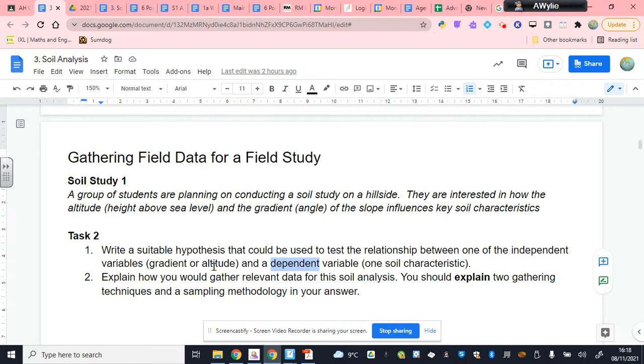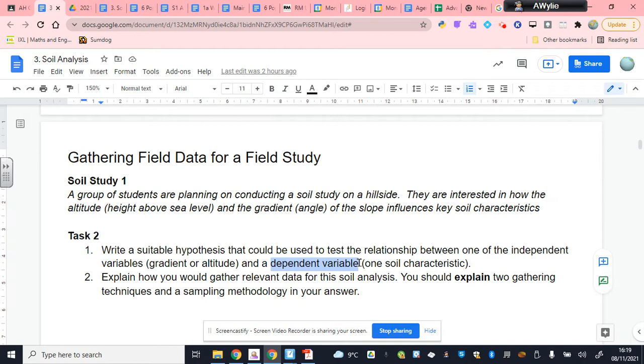They might change through massive geological processes with the uplifting of land over millions of years, but obviously that's a very slow process. So we consider these to be independent, and we're interested in how these independent variables affect what we call dependent variables. So in the case of a slope that has a certain angle, and obviously at the top of the slope you're higher above sea level than you are lower, those two variables are possibly going to affect something to do with the soil.